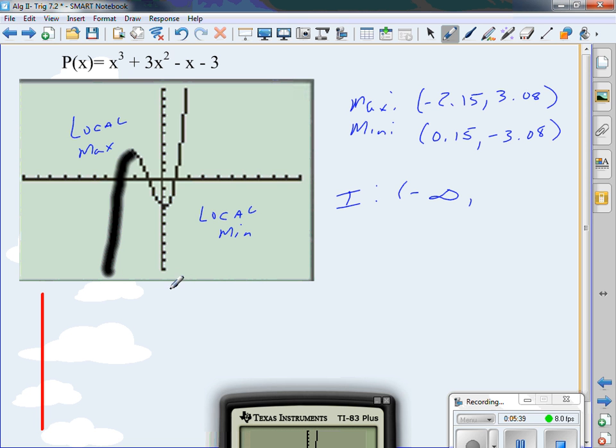Comma. Where does it stop on the x values? It's a sideways 8. It's infinity. Mine are always sloppy. When does it stop? Right here. What's the x value right here? Is this my max or my min? This is my max. What's my x value of my max? Negative 2.15.